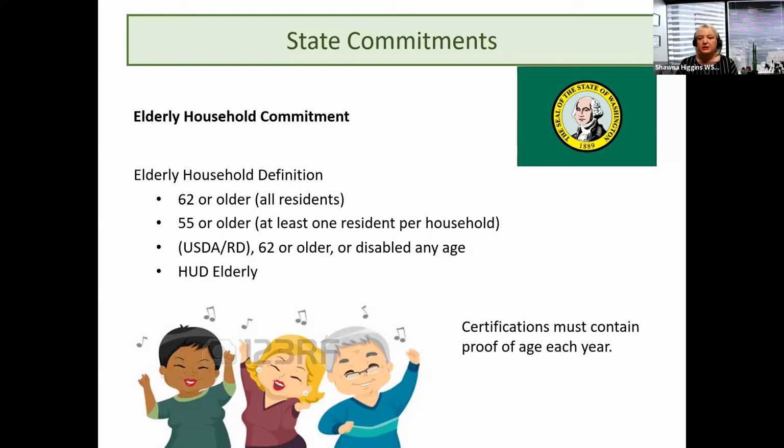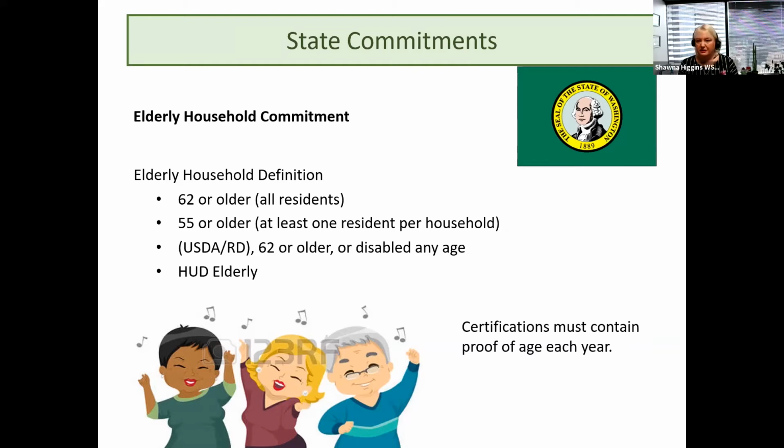So certifications must contain the proof of age each year. I know we have once qualified, always qualified for all these other things, but for some reason, we've got to verify their age every year. I know you're not getting any younger. You probably wish you were. So when someone moves in, you're going to want to take their driver's license and make a copy of it and make it fairly big so we are able to read it. Don't make it too dark or too light, because every year you're going to have to make a copy of that to send to us.